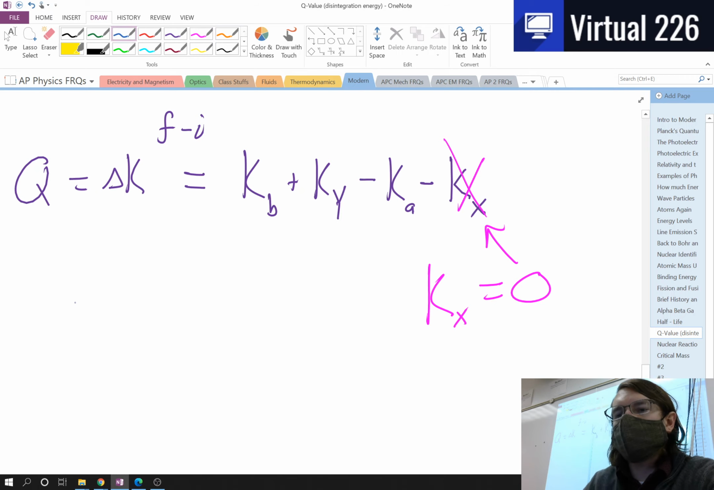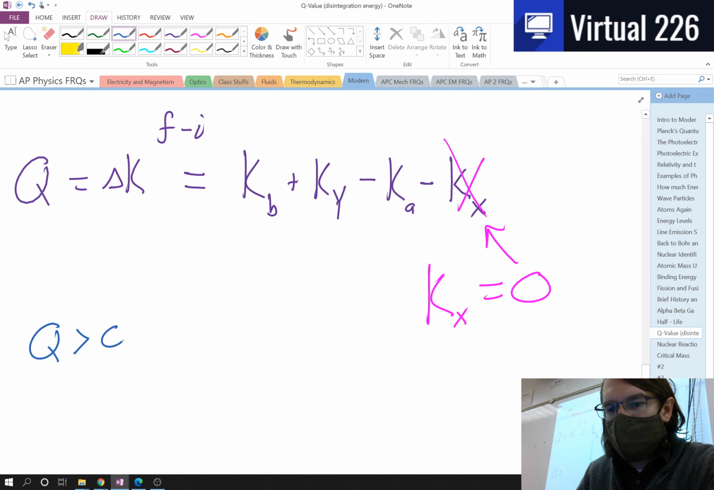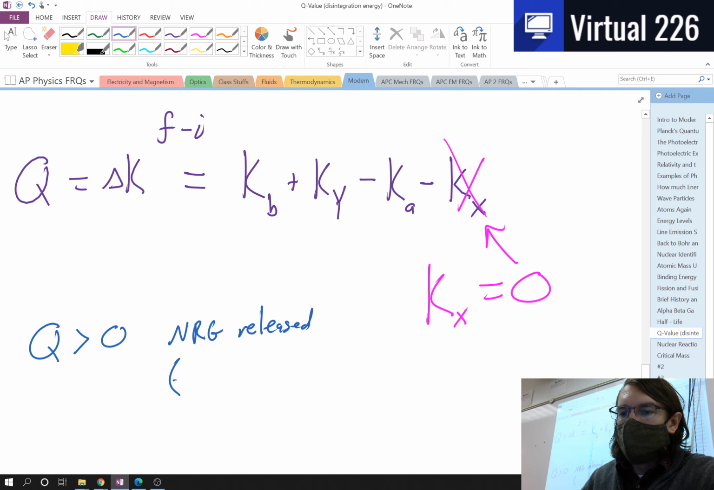Because of this, what we see for these nuclear reactions is that if Q is greater than 0, what this means is that energy has been released. So energy has been released. We would call this an exothermic reaction.